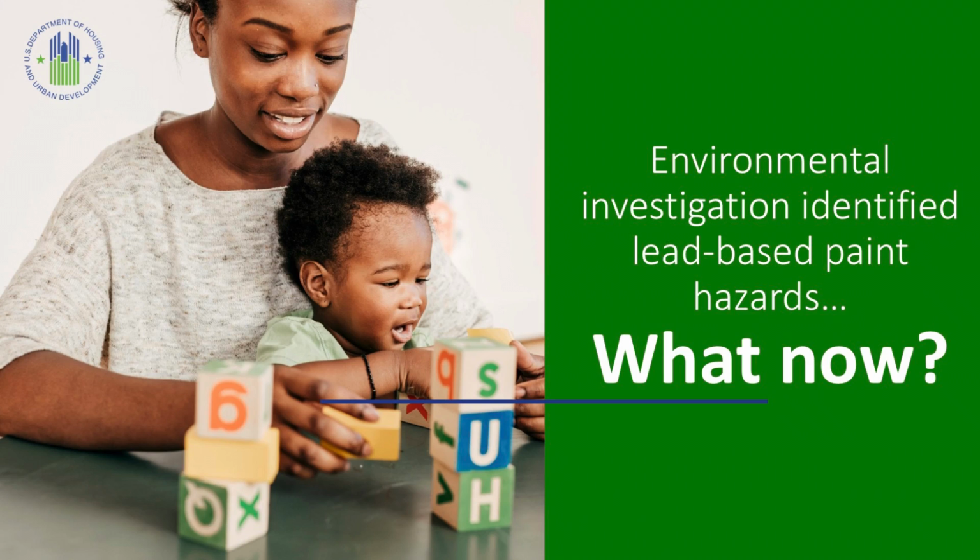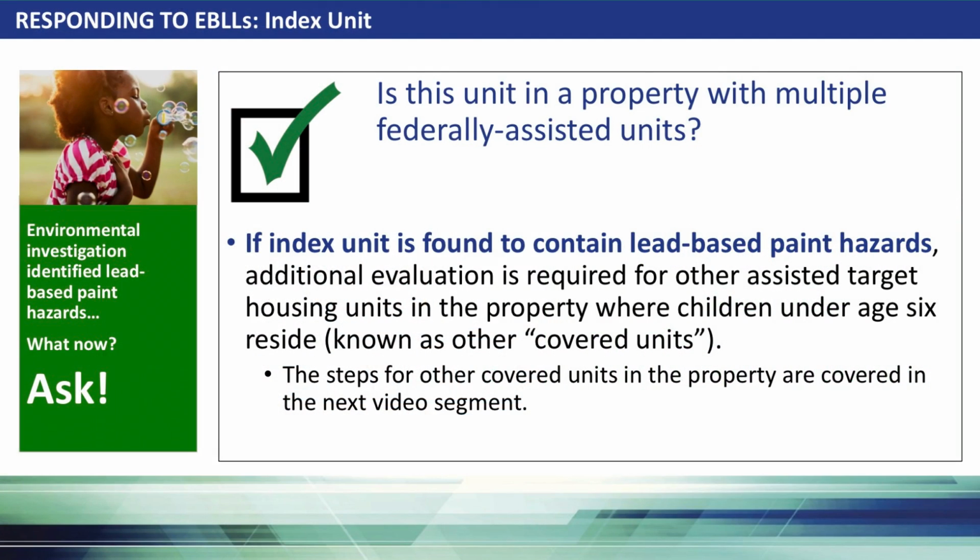What if the environmental investigation does identify lead-based paint hazards in the index unit or common areas servicing it? Whenever an environmental investigation of the index unit positively identifies lead-based paint hazards, the PHA and the owner must consider whether the index unit is in a property with other federally assisted units. If the index unit is found to contain lead-based paint hazards, additional evaluation is required for other units in the property where a child under age 6 resides or is expected to reside. These additional requirements are covered in the next video segment.